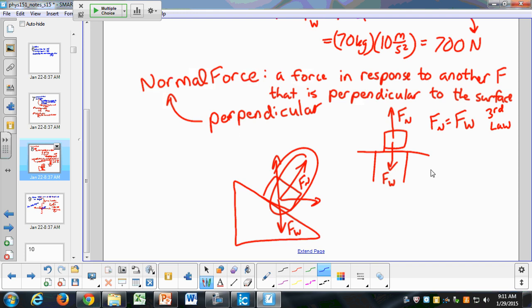All right. Oh, and look here. We actually drew a free body diagram here. So this is a free body diagram illustrating that normal force.